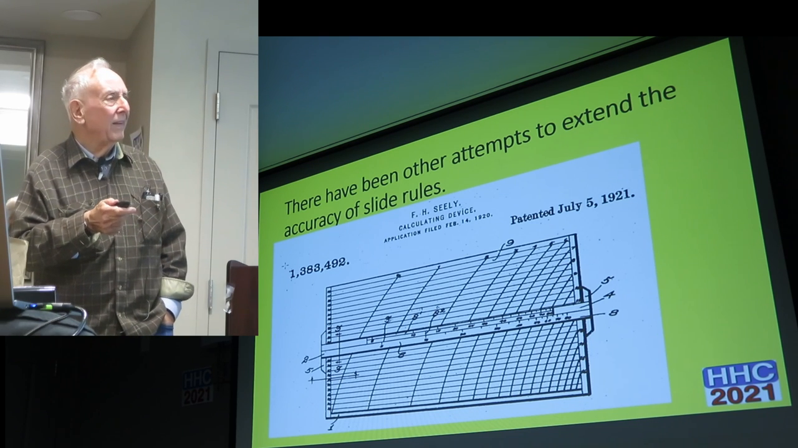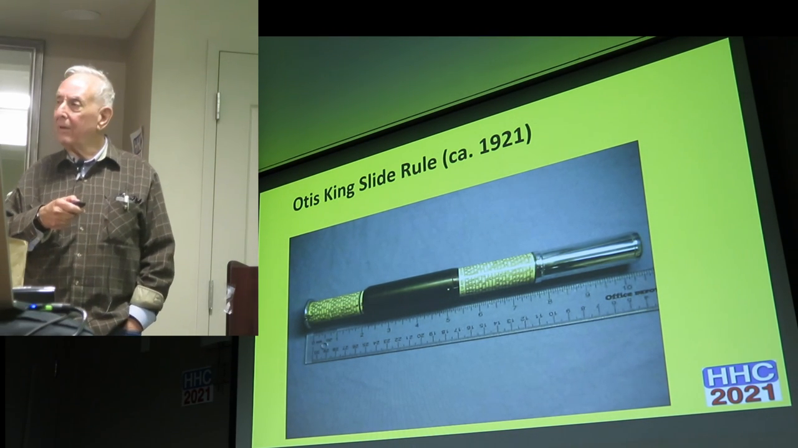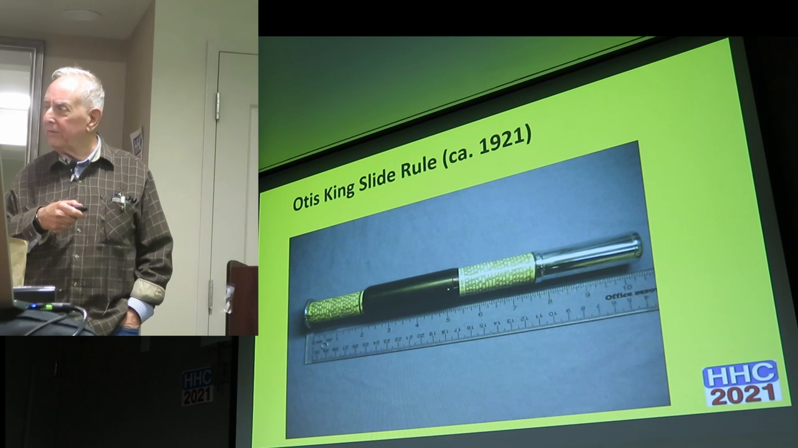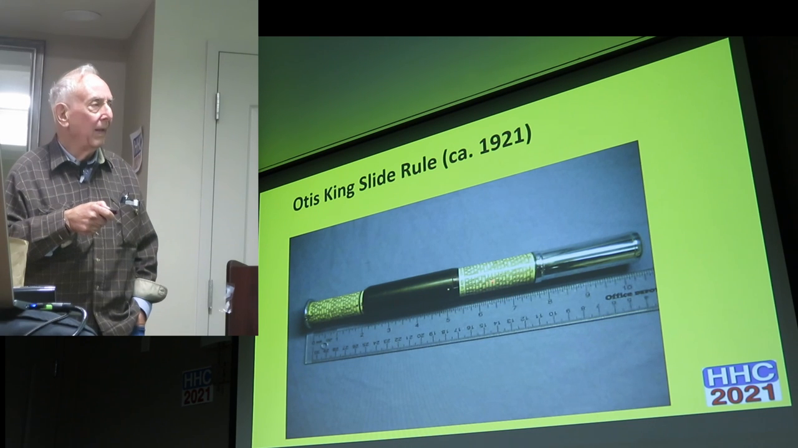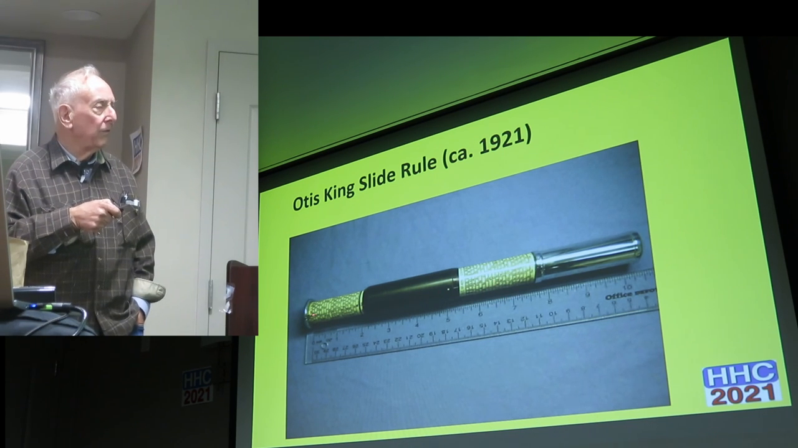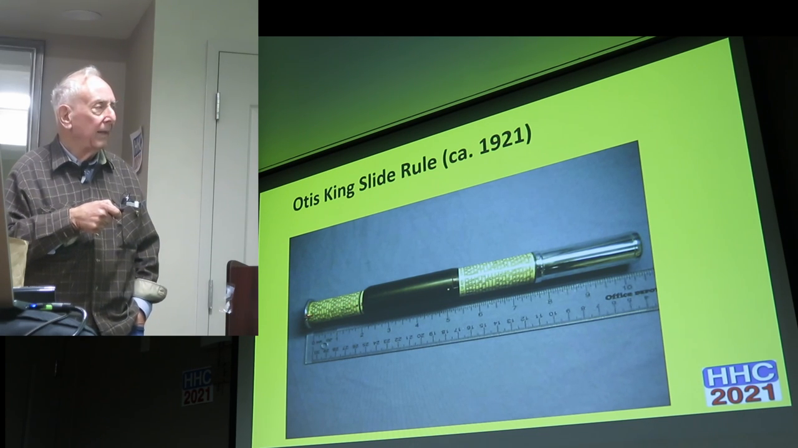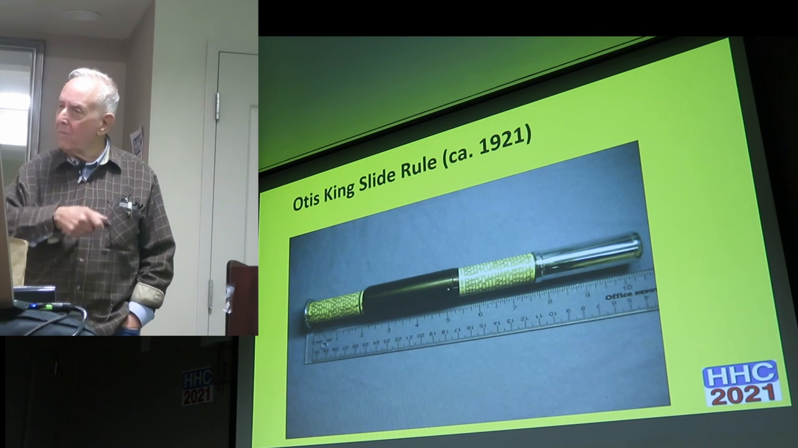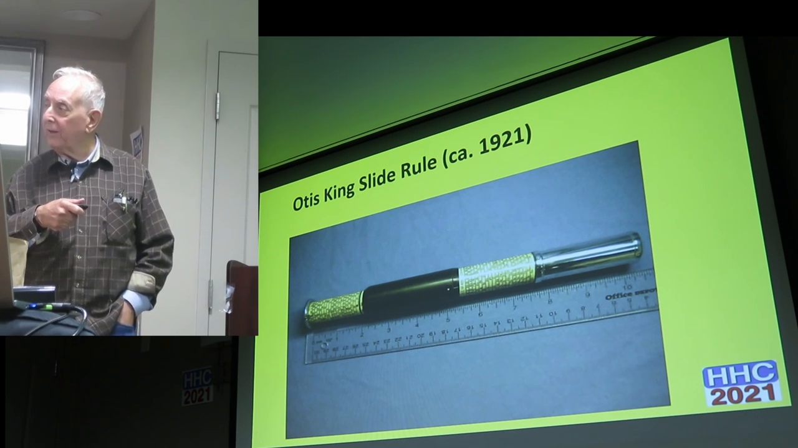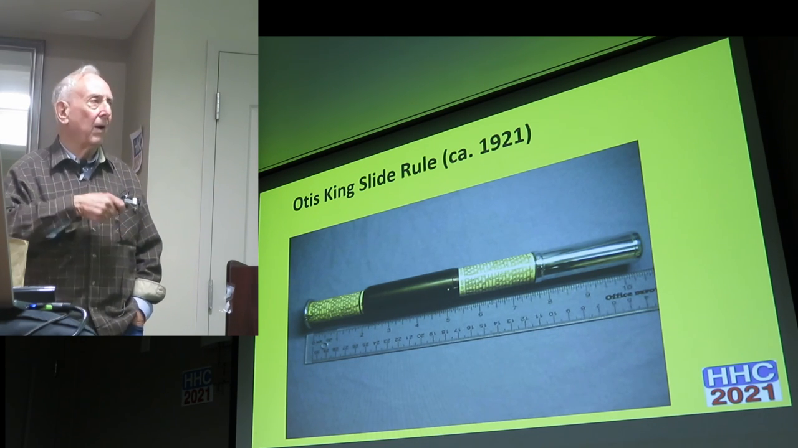So here's another interesting patent. This is the Otis King. These were actually in production through the early 50s. And this is a spiral slide rule. And there's two versions. One version just has a regular C and D scale for multiplying and dividing. Another one has an additional log scale where you can get the log of a number and then go back and use that for exponentiation and square roots and other kinds of problems that you know how to solve with logarithms.